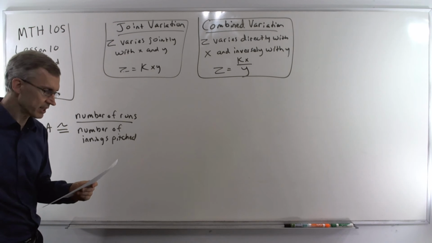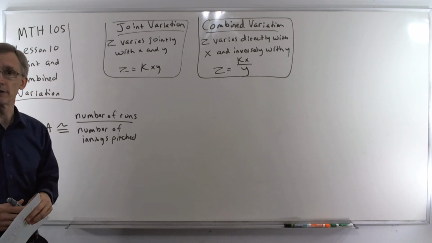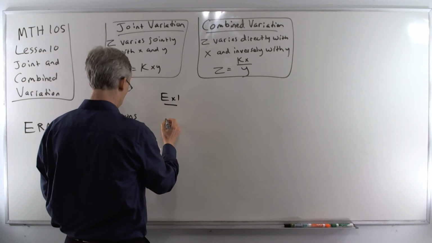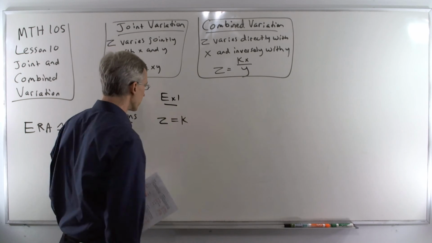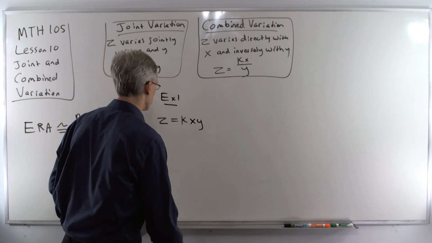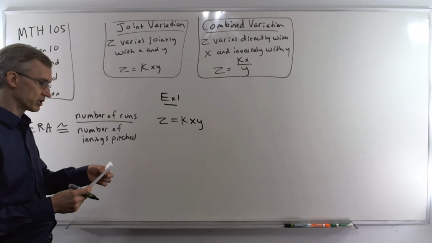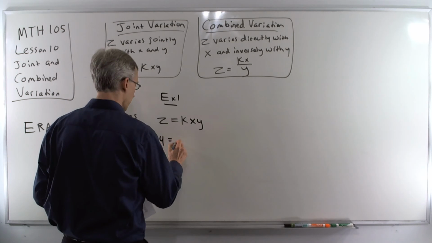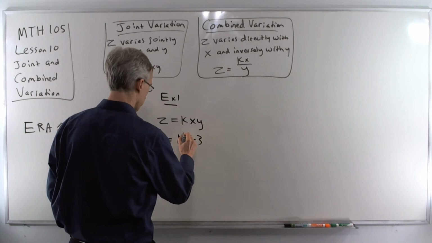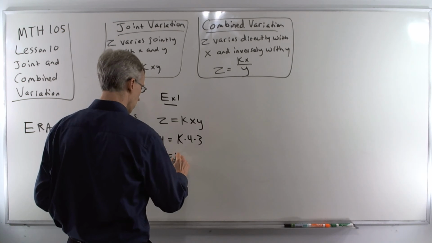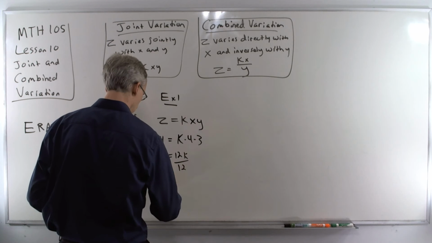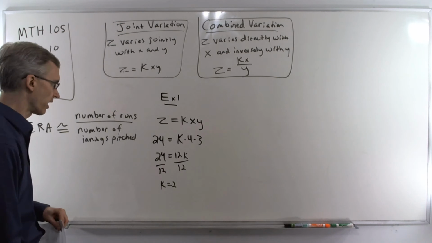Here's an example. Z varies jointly with X and Y. So there's another keyword you need to know. Jointly means this type of an equation. So for example one, Z varies jointly, so it starts off just like directly, but it's jointly, so we have two variables, X and Y. And there's the equation we're going to start with. Z is 24, and now we need two values to plug in. X is 4 and Y is 3, so K times 4 times 3. All right, multiply those together, we get 12k divided by 12, and k is 2. So there's our constant of variation in this equation.